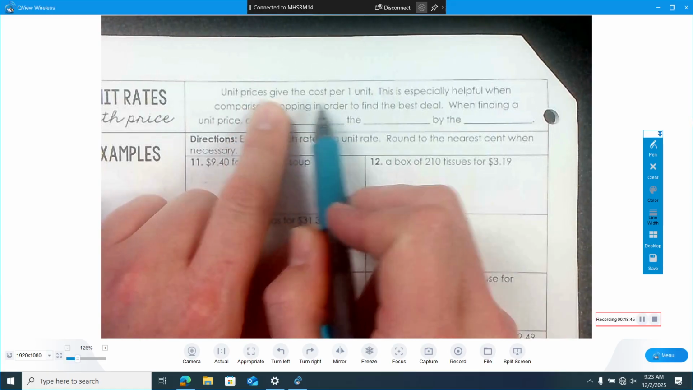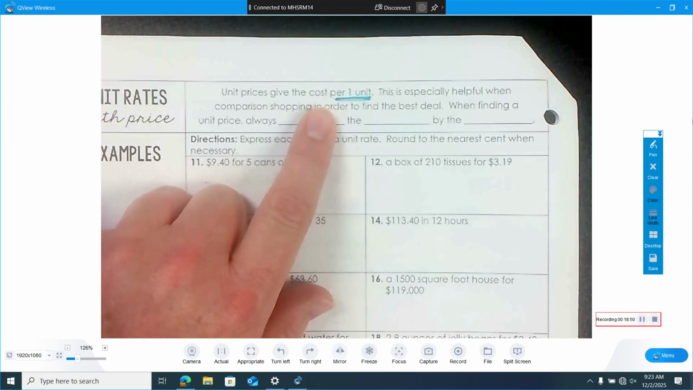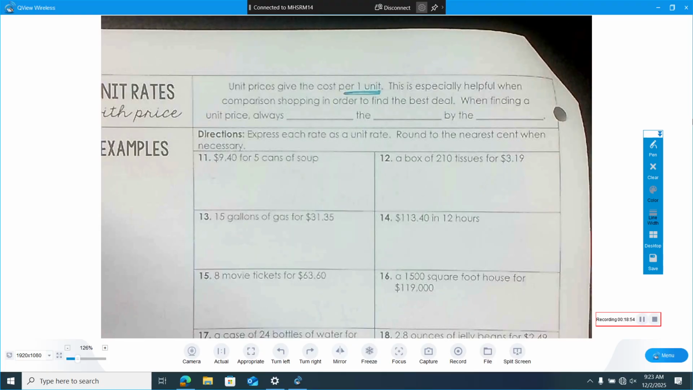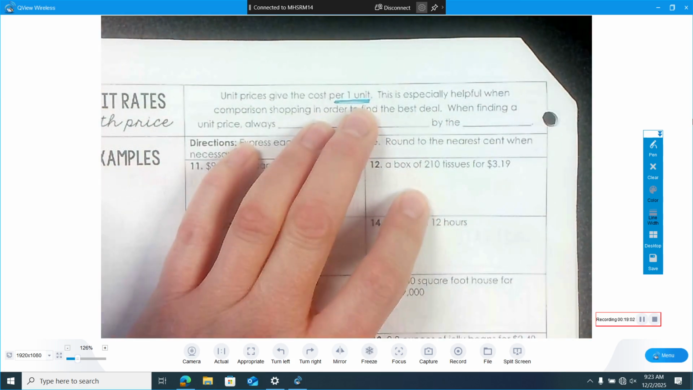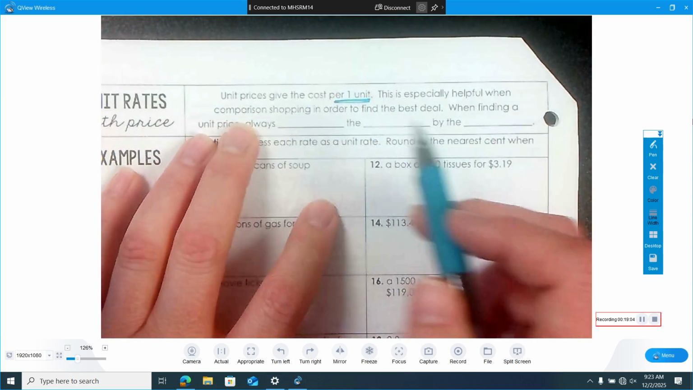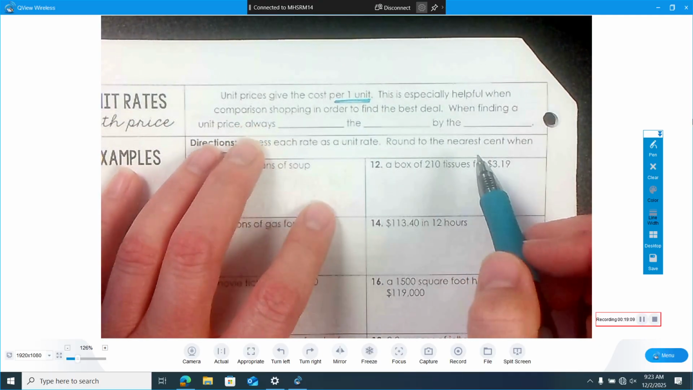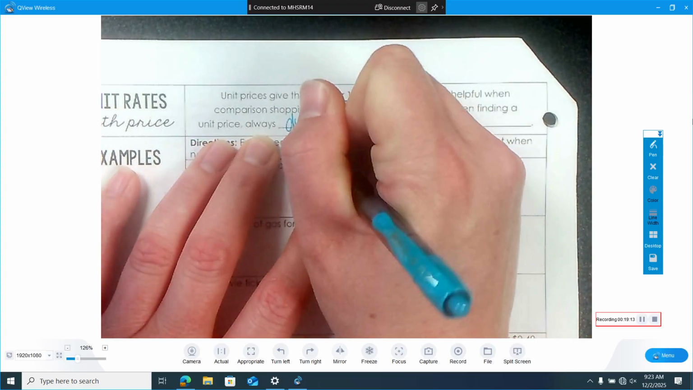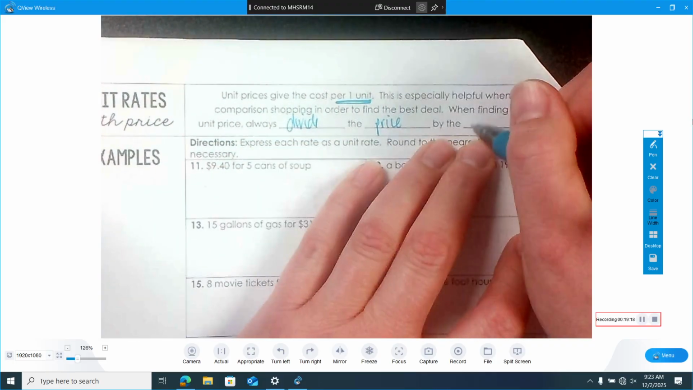Unit prices give the cost per single unit. All right? So if we're talking about eggs, we want to know what's the cost for the single egg. We want the lowest, typically, to get the better bargain, right? We want to know how much it is per single unit. This is especially helpful when comparing shopping in order to find the best deal. What's the best bargain? And when finding a unit price, always divide the price by the quantity.